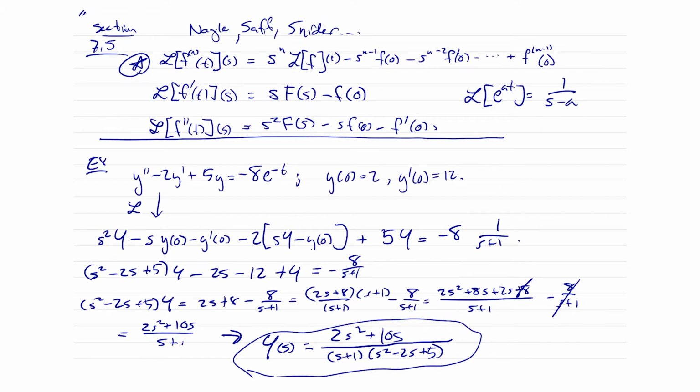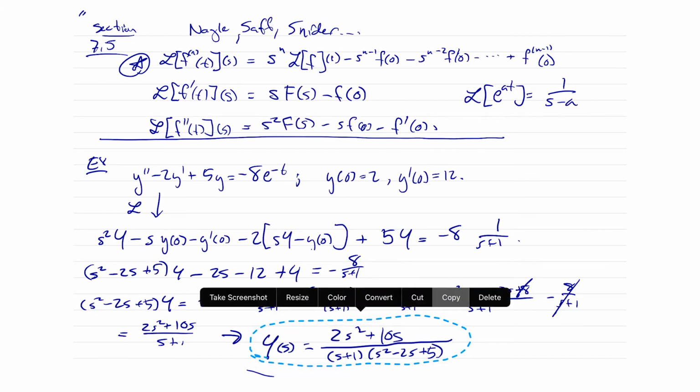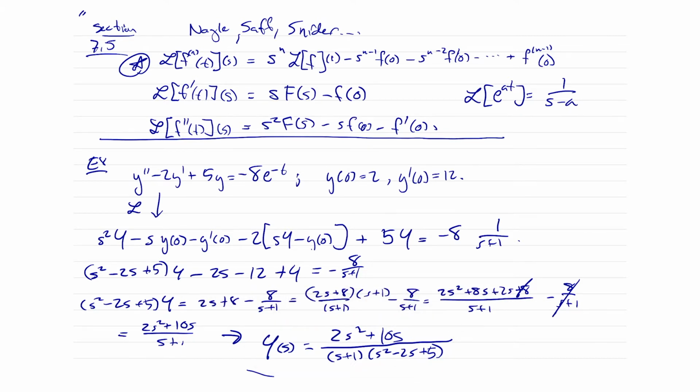So now what we have to do, in order to get a solution in terms of t, is go ahead and use the inverse Laplace transform on Y. In order to do that, we're going to use our table. And in order to use our table, we need to actually use partial fraction decomposition here first. So let's go ahead and do that.